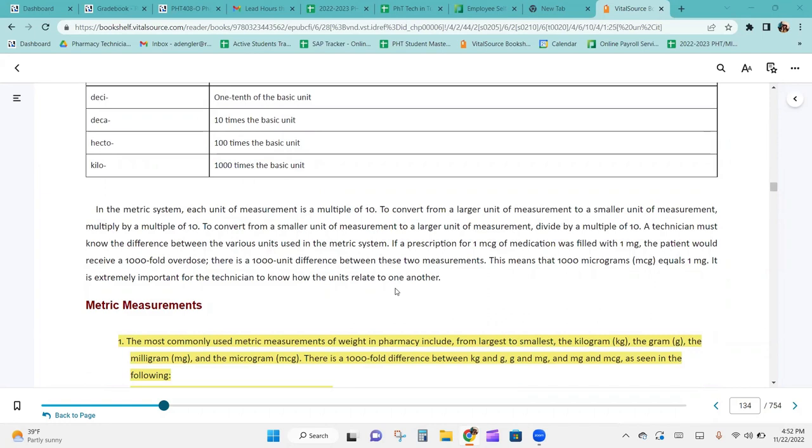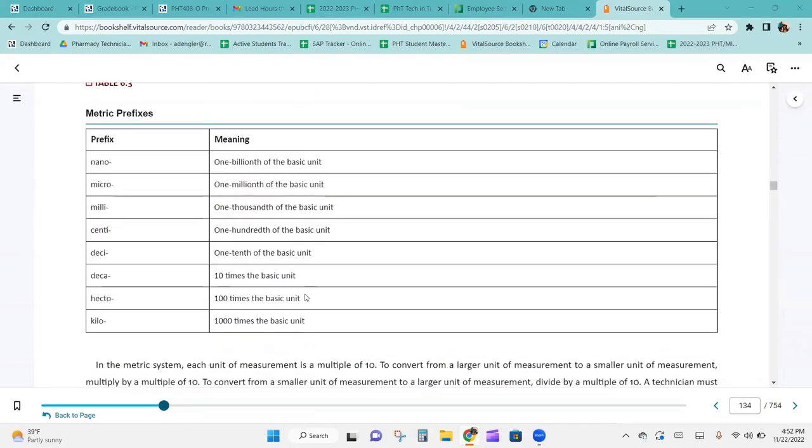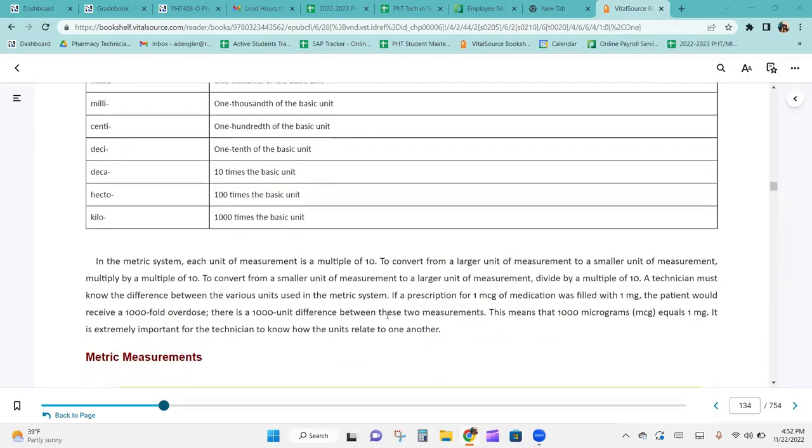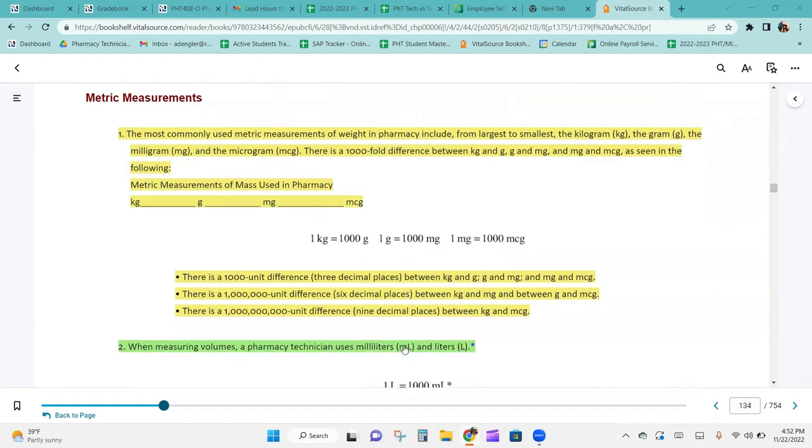In the metric system, each unit of measurement is a multiple of 10. So to convert from a larger unit of measurement to a smaller unit of measurement, multiply by a multiple of 10. And to convert from a smaller unit of measurement to a larger unit of measurement, divide by a multiple of 10. And we'll show you how to convert to where it's not confusing doing it this way. Okay, we'll do some examples of that.